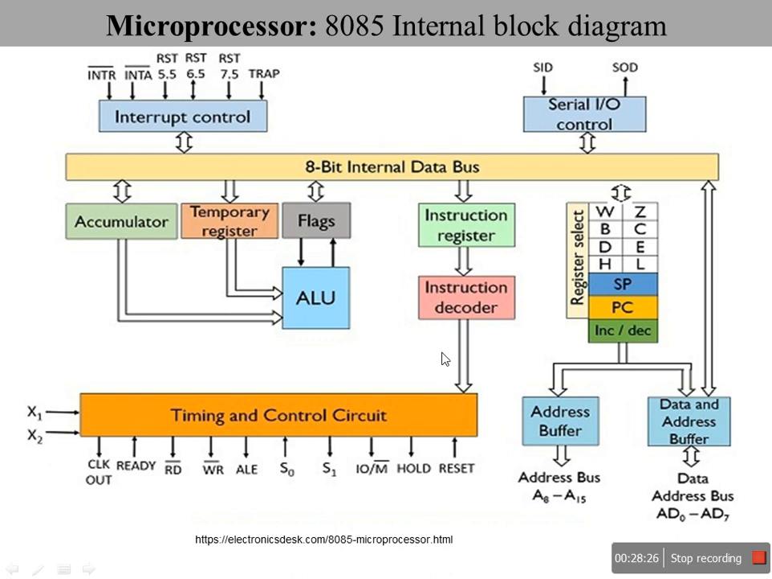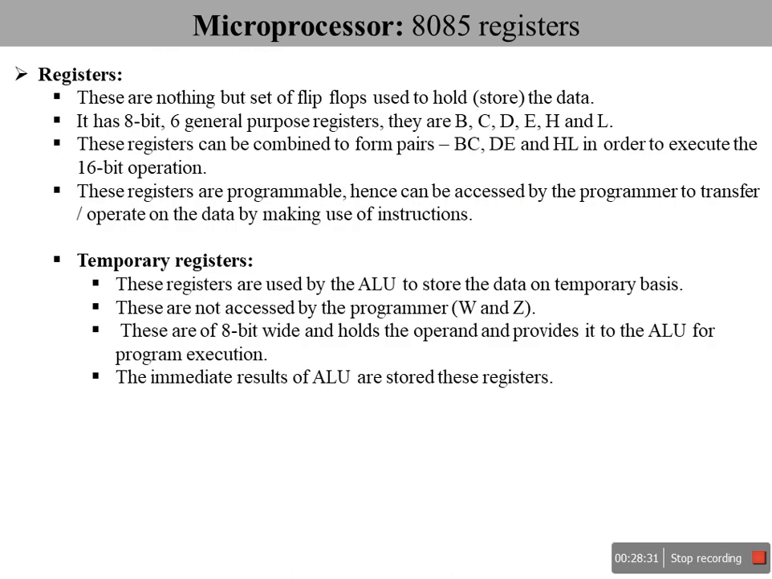So this is all about the internal architecture of the 8085. Now let's go into detail on whatever was there in the architecture. Registers are nothing but a set of flip-flops used to hold or store data. The 8085 has six 8-bit general purpose registers: B, C, D, E, H and L. These registers can be combined to form pairs like BC, DE and HL in order to execute 16-bit operations.